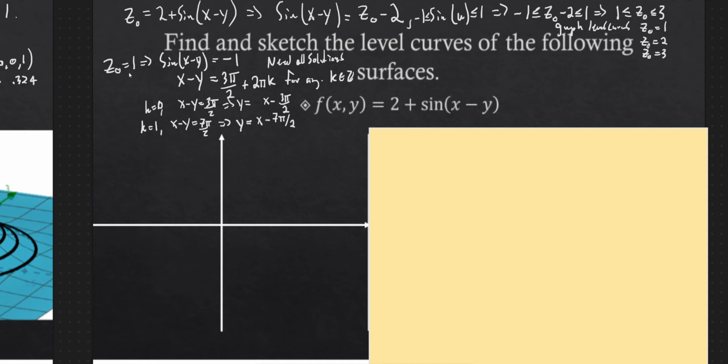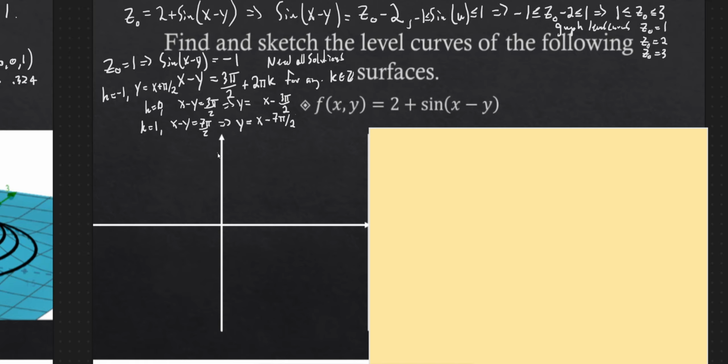If I do k equals negative 1, negative 1 for this, I'll subtract 2 pi. That's 4 over 2, so that'll be minus pi over 2. So I'll get y equal x plus pi over 2. I'll just do these few values of k. So this is all the same level curve. I get a bunch of lines. I get a bunch of diagonal lines, lines of slope 1 with various y-intercepts.